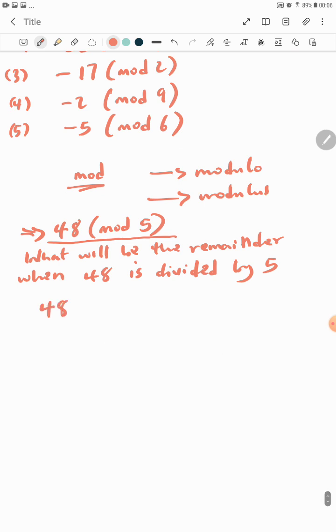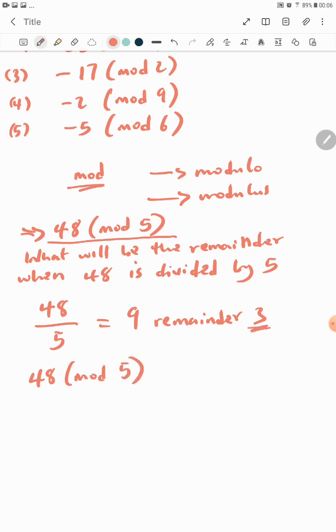That means we can write this as 48 divided by 5, and we know we are going to get 9 remainder 3. So how do we write our answer now? We say 48 mod 5, since this is our remainder, and the question simply means what will be the remainder when 48 is divided by 5. So the answer will be 3, because that's the remainder. But we indicate that what we have done is actually in mod 5. So in other words, 48 mod 5 equals 3 mod 5.